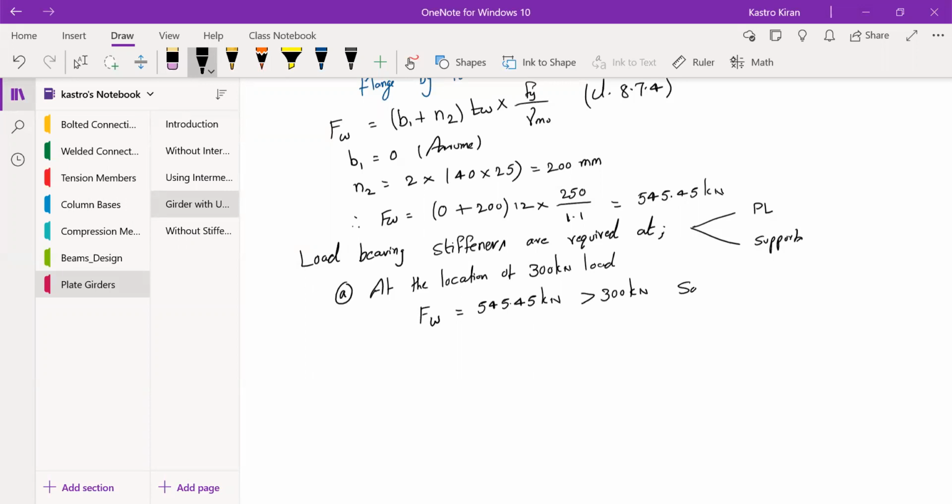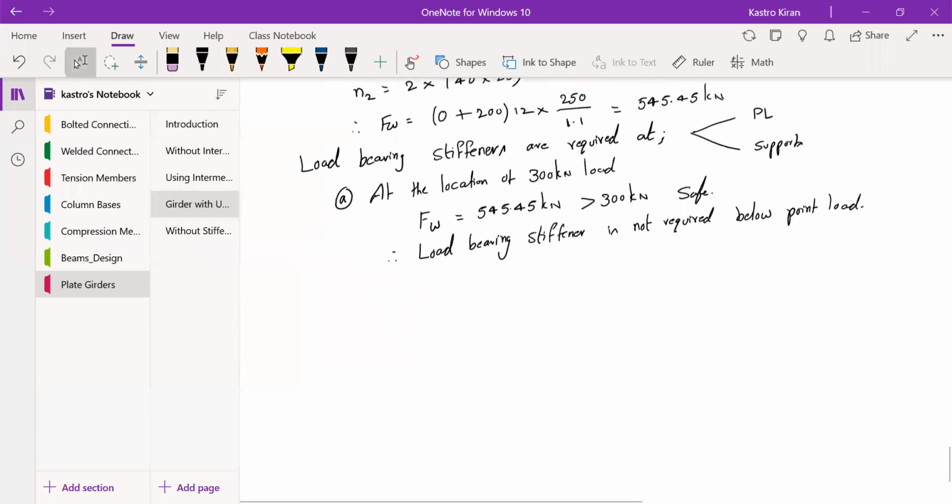That is safe. So wherever the point loads are acting on the member, you don't need to provide the bearing stiffener or the load bearing stiffener. So therefore, load bearing stiffener is not required below the point load.